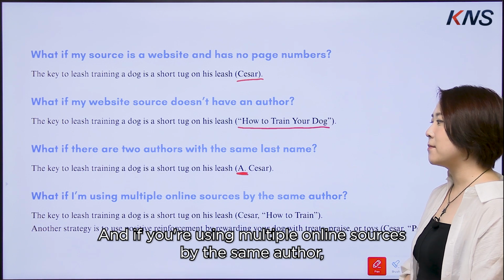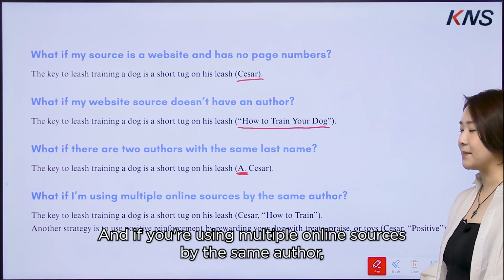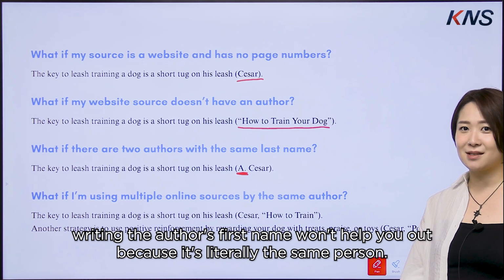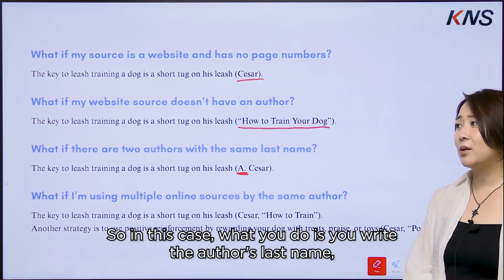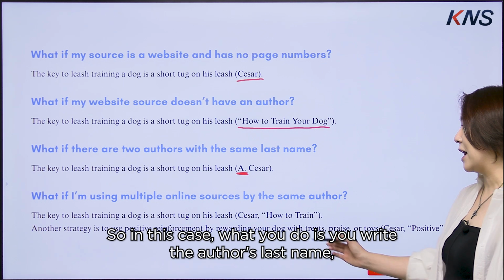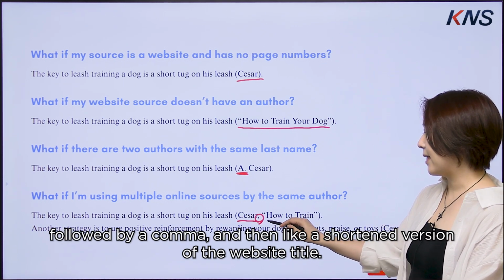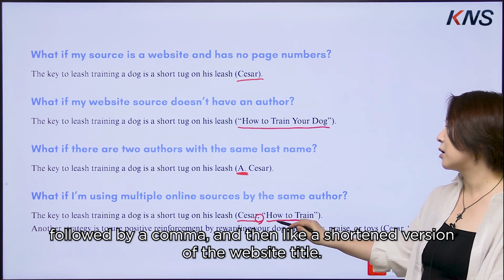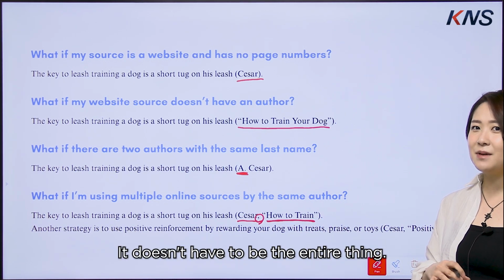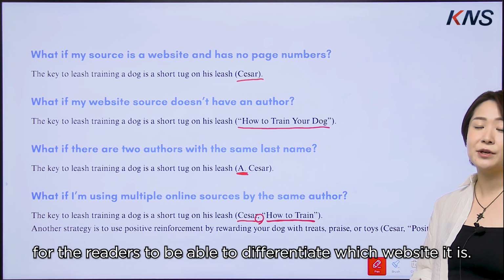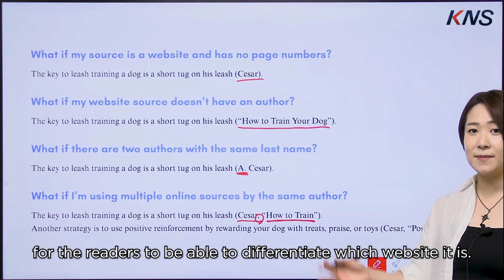And if you're using multiple online sources by the same author, writing the author's first name won't help you out because it's literally the same person. In this case, you write the author's last name, followed by a comma, and then a shortened version of the website title. It doesn't have to be the entire thing. It could just be the first few words for the readers to be able to differentiate which website it is.